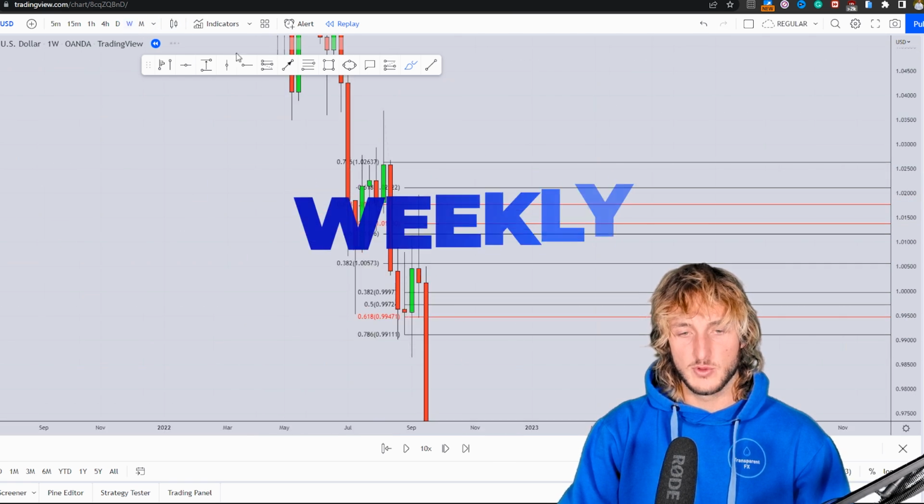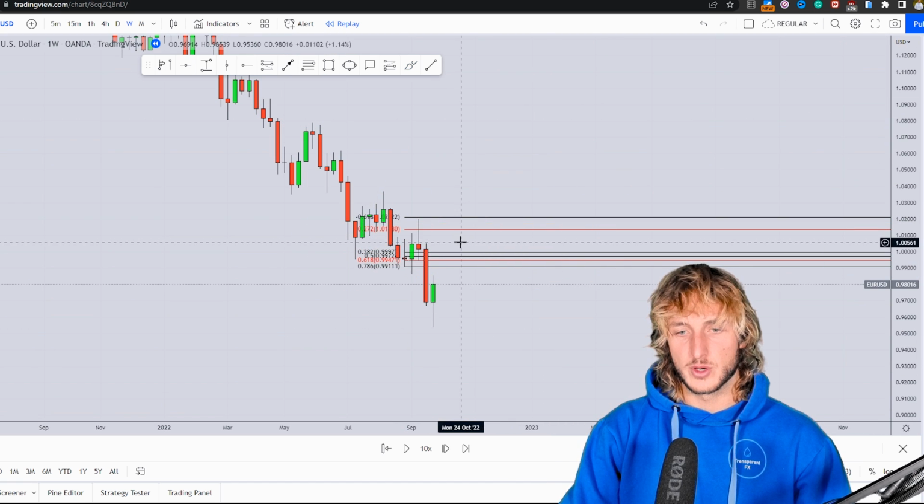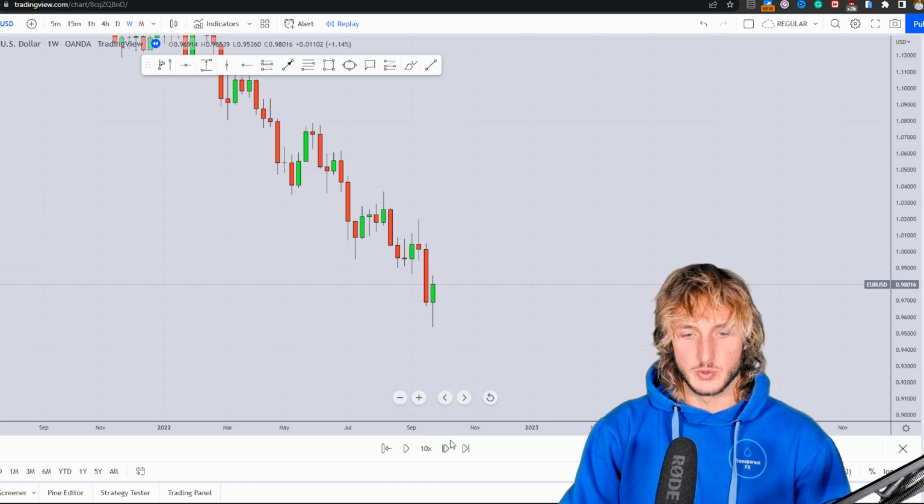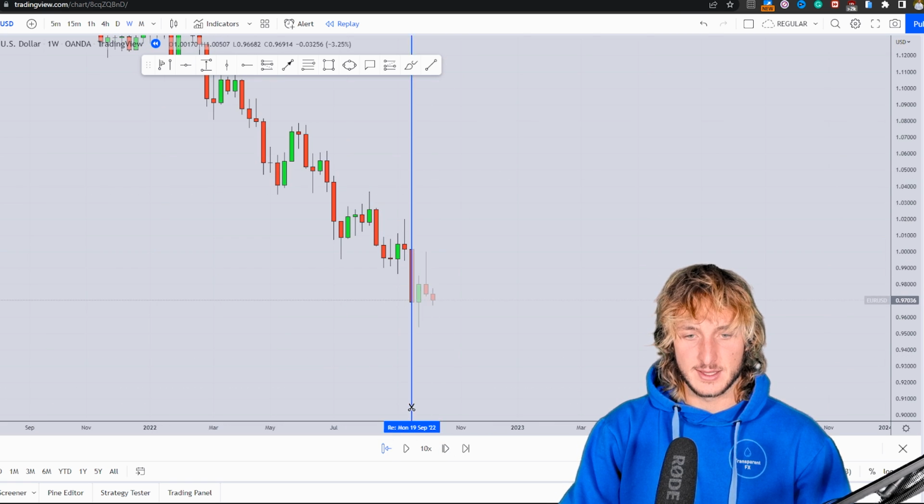Now, let me give you more examples, because there are even situations in which we have more than just these two levels. We have even more Fibonacci levels all aligning at the same zone.